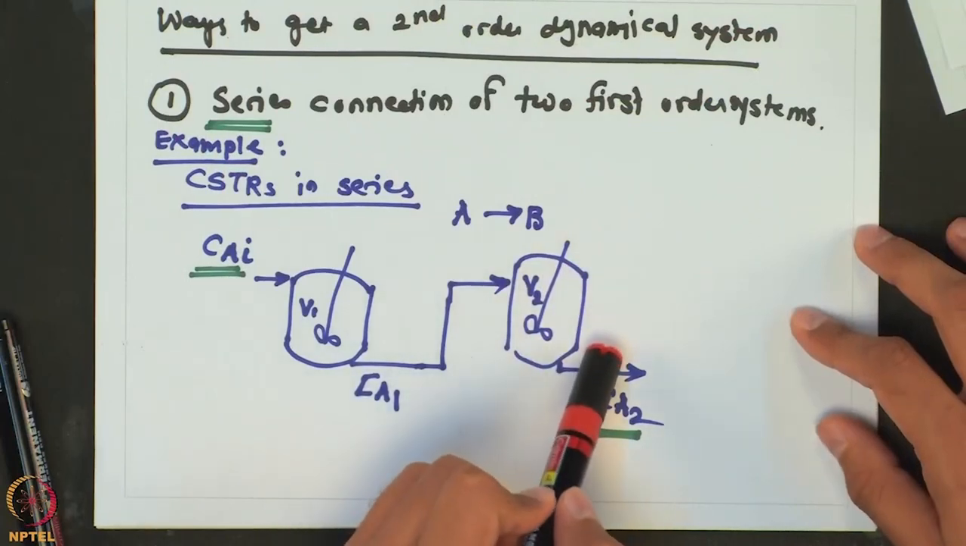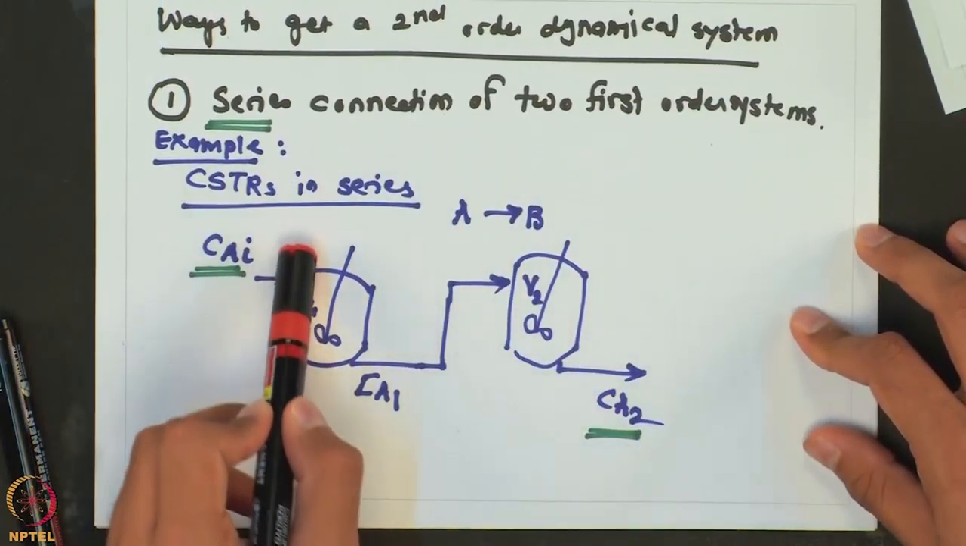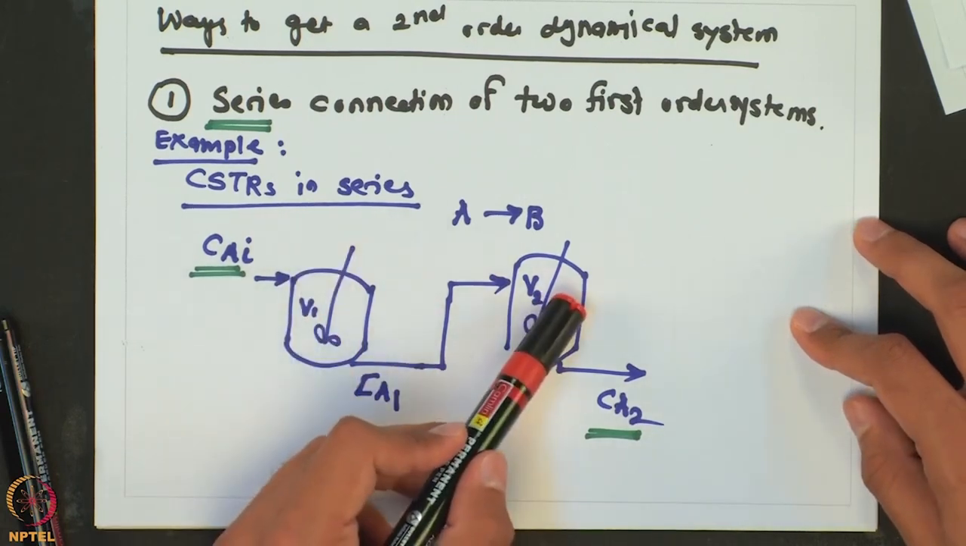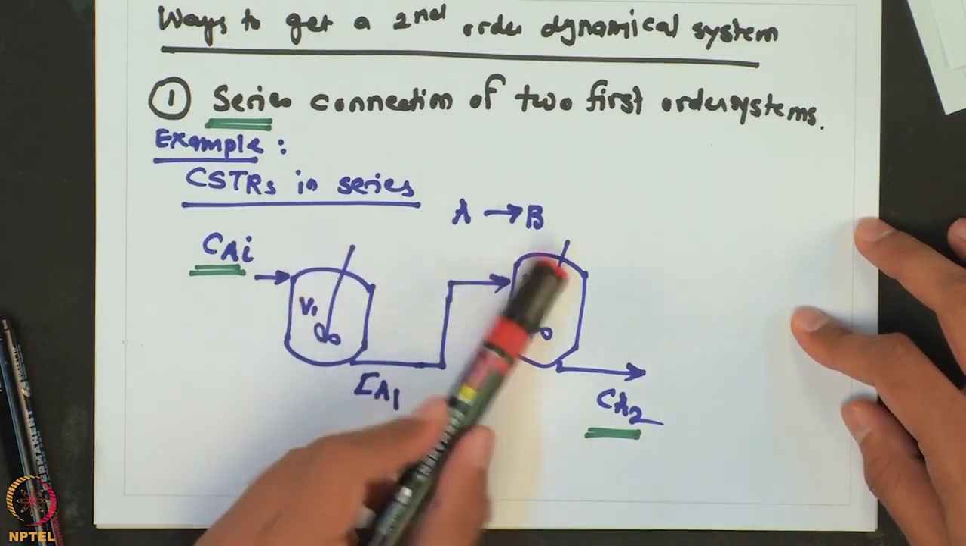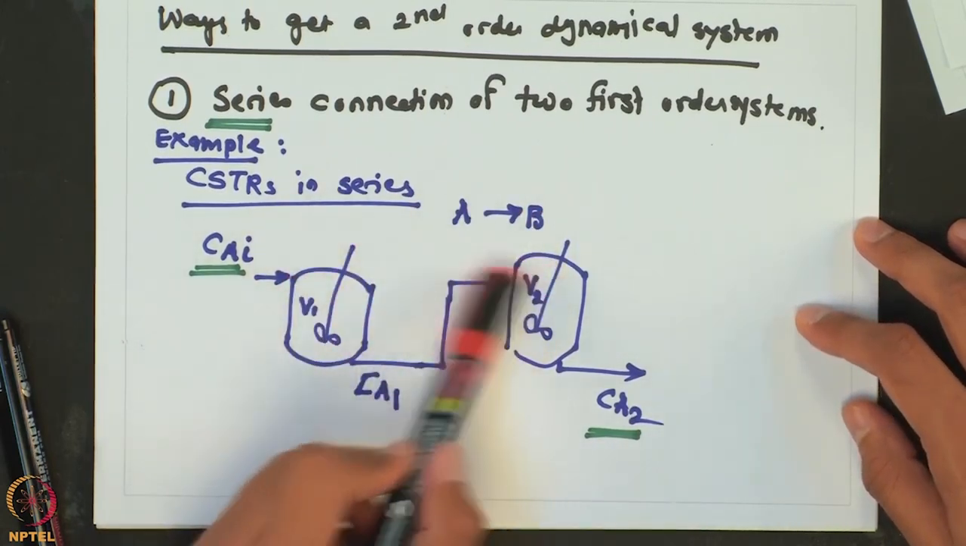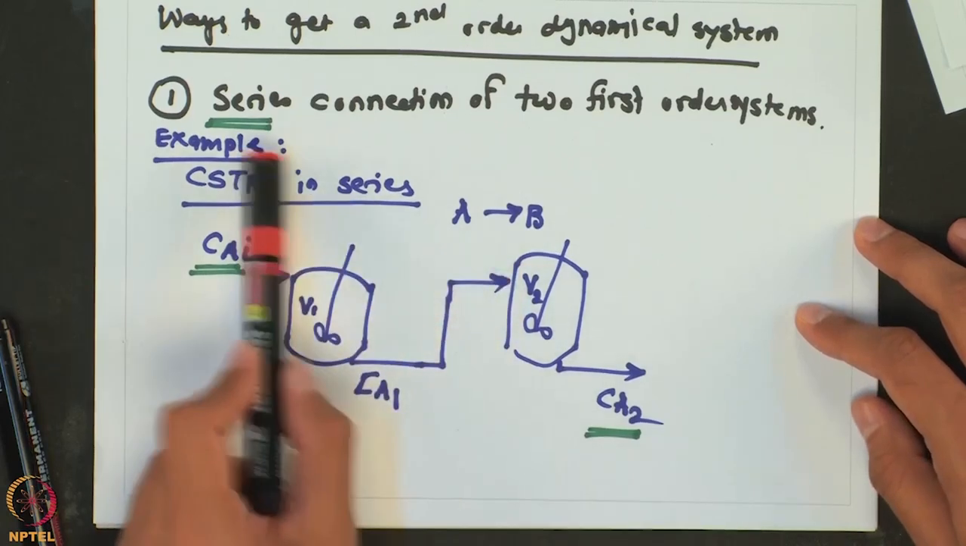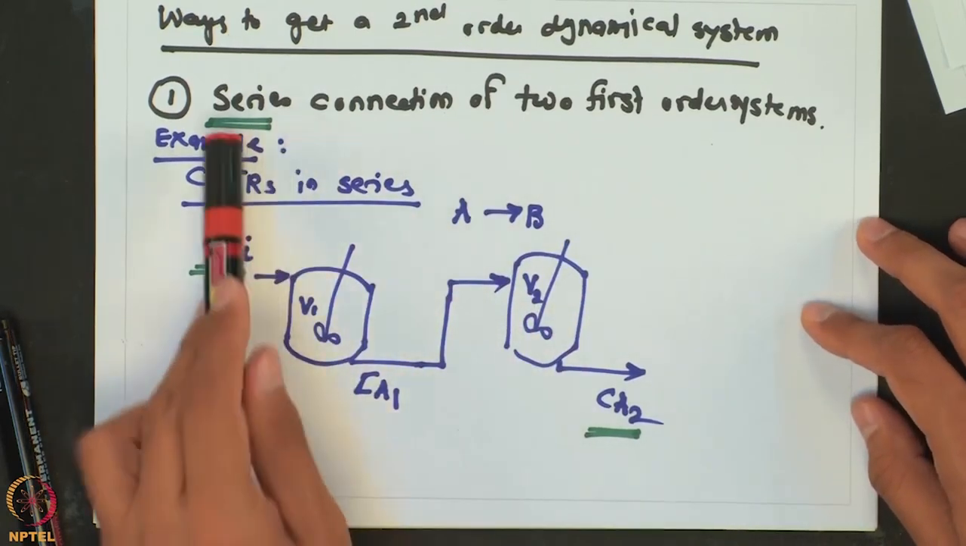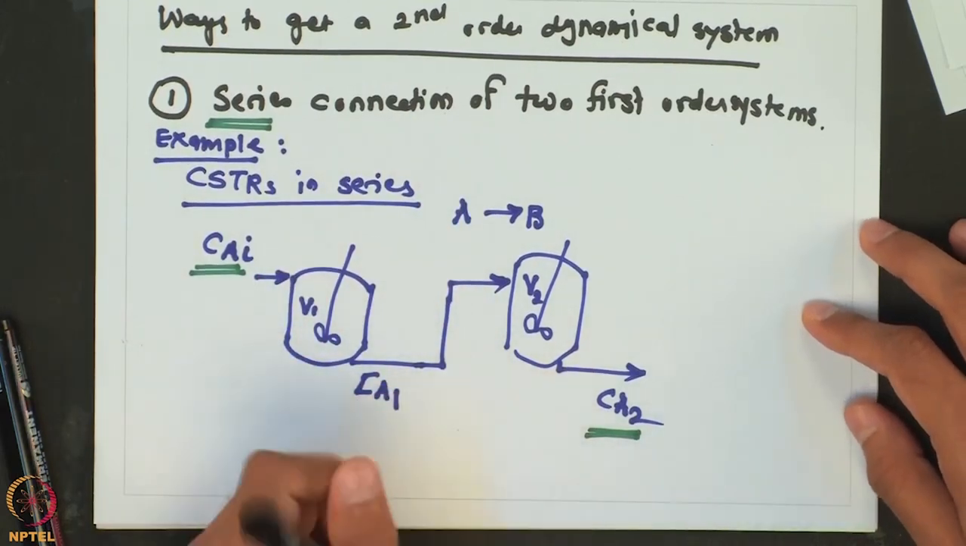You may be wondering, can we have an interacting series connection between these two tanks? Yes, we can. Let us say there was some sort of a recycle going from this particular stream back to the reactor. In that case, any variations in reactor 2 would also affect reactor 1. And these kind of interconnections will be called interacting series connection between two first order systems. So, these series connections can be interacting or non-interacting, and if you refer to textbooks, you will see that typically when we have interacting systems, then the systems are slower compared to non-interacting systems. So, that was one way of getting a second order dynamical system.